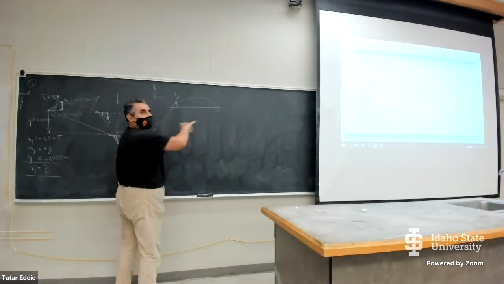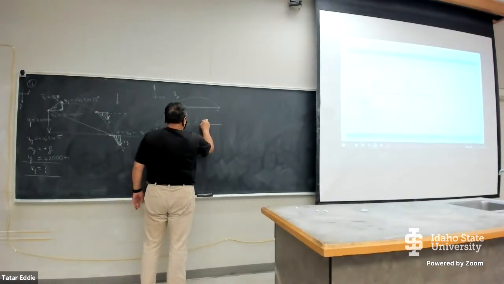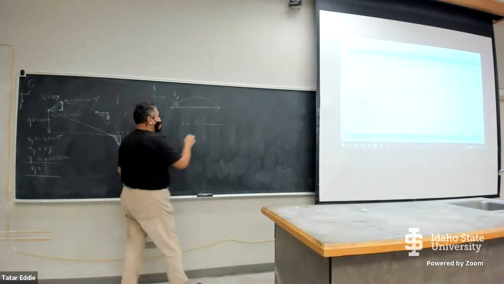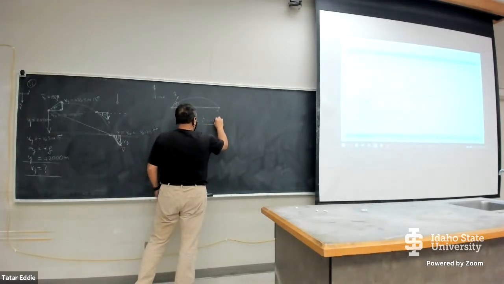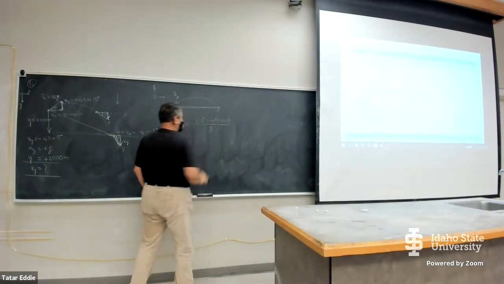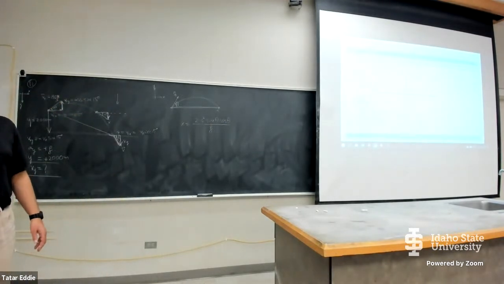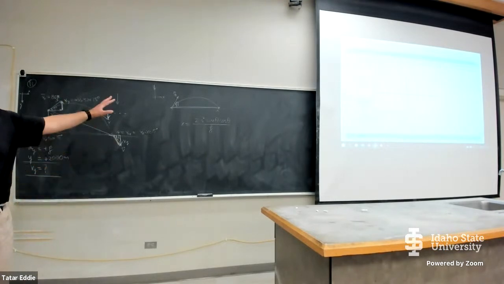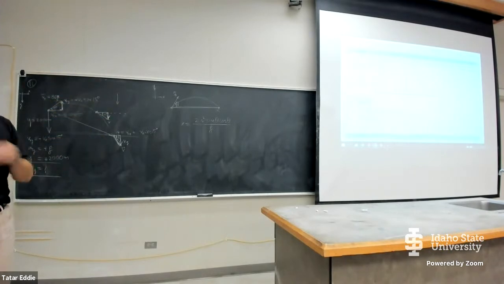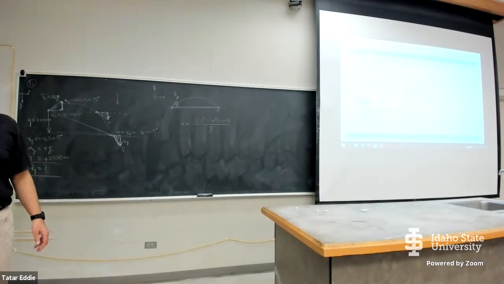The range, the horizontal displacement came out to be 2 times initial velocity squared times sine of the launch angle times cosine of the launch angle divided by 9.8. So we can derive it again, but just to save time, I'm writing it. And you actually are not allowed in the test to take this formula as granted. If you have to use it, you have to derive it.